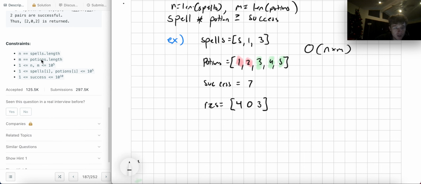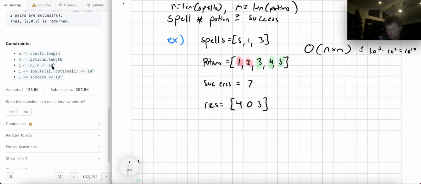Well, n and m are both less than or equal to 10 to the 5. So that means that, I should probably make a video about this, right? But that would mean that this would be less than or equal to 10 to the 5 times 10 to the 5, which equals 10 to the 10.